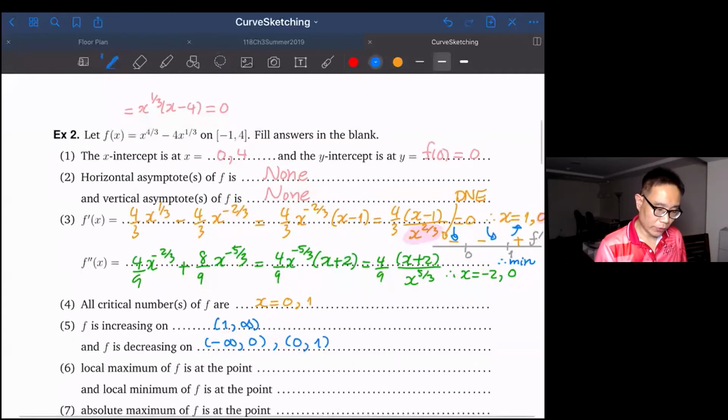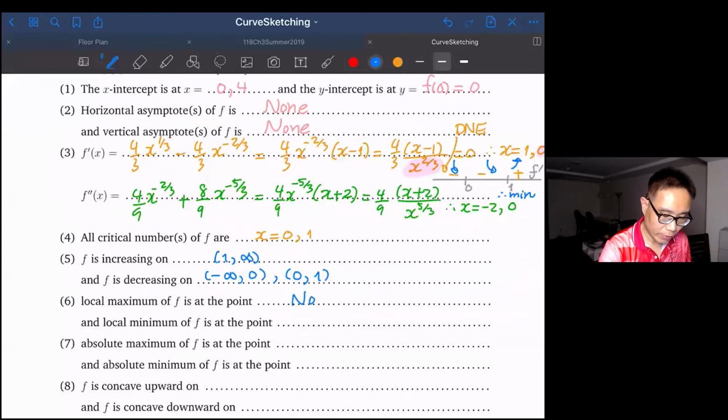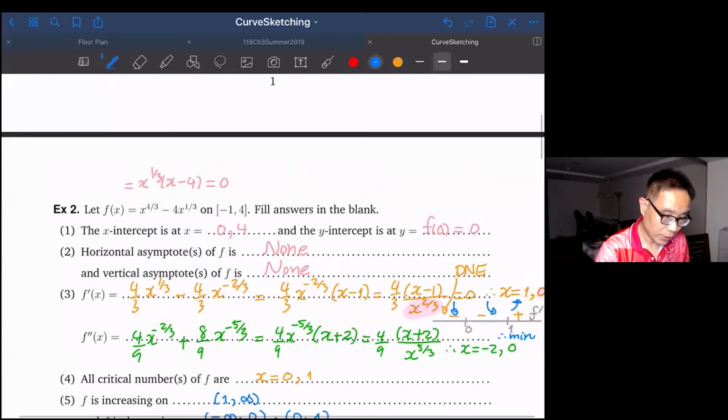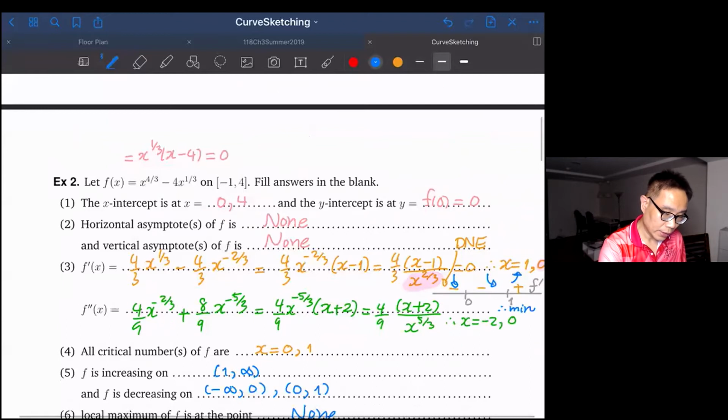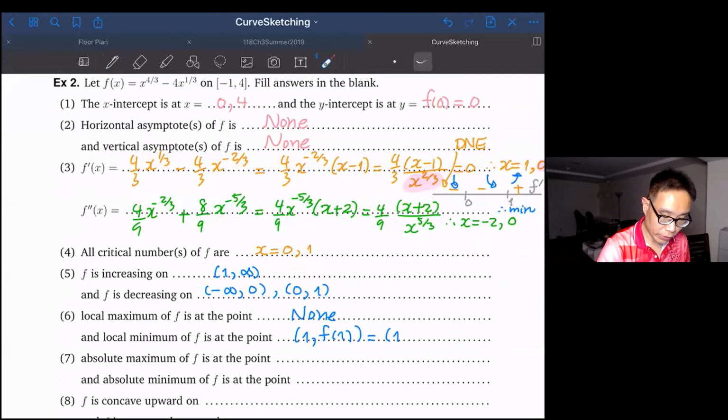And you're gonna see that you have no local maximum, and you're gonna have the local minimum at (1, f(1)). So in this case, it's gonna be 1, and f(1) you're gonna plug here. So it's gonna be 1 minus 4, so it's gonna be negative 3. So this is how we have this one.